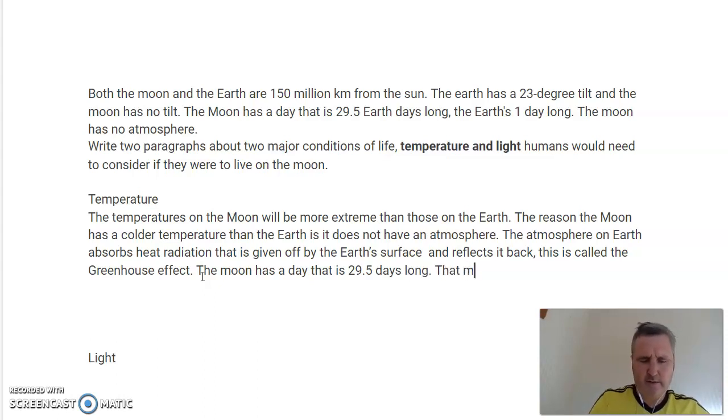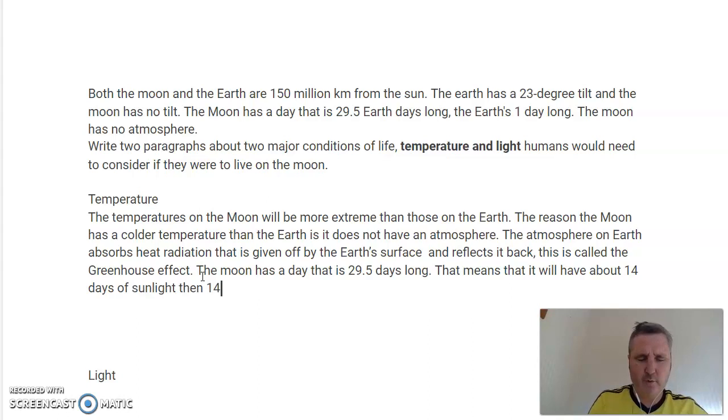That means that it will have about 14 days of sunlight, then 14 days of darkness. Actually, I'm not sure that's entirely correct. It's closer to 15, isn't it? Let's go back and change that.